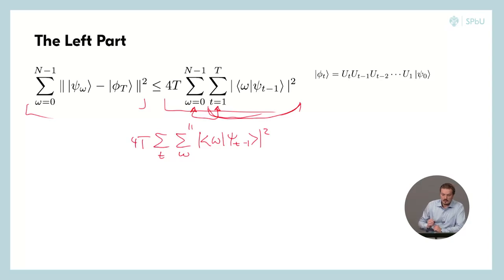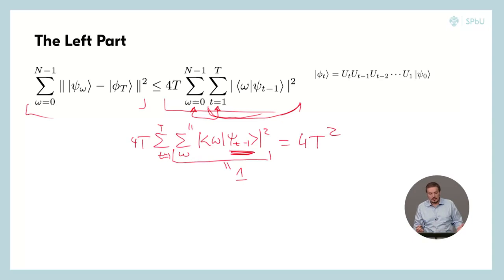All this dot product squared. And you can see that this sum here is actually the norm of this vector psi t minus 1, which is actually 1. So t runs here from 1 to t big. We have t big once, and it is 4t squared. And we just proved the left side of our double inequality for the vector phi t.